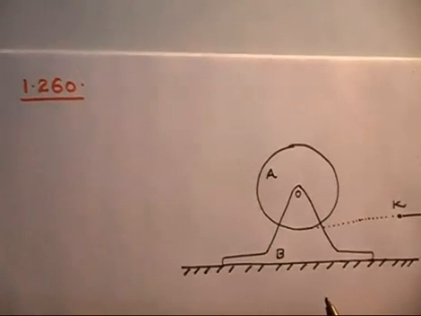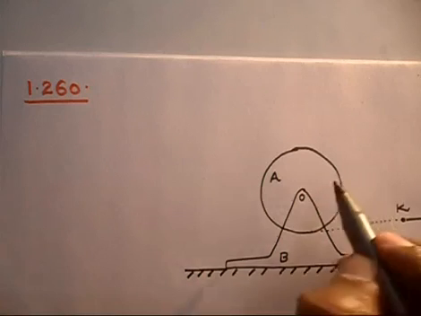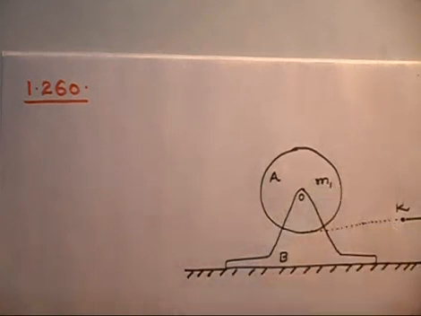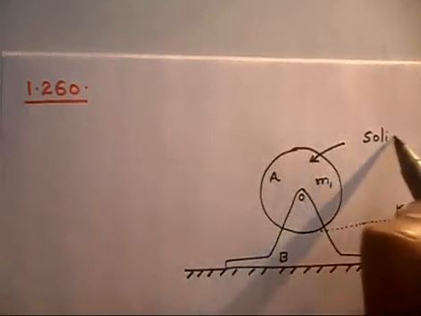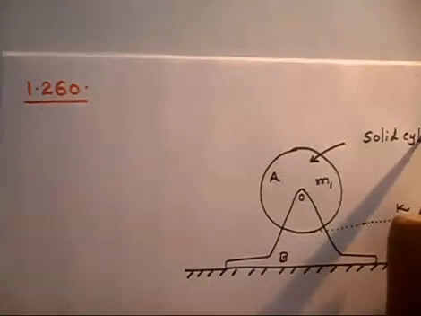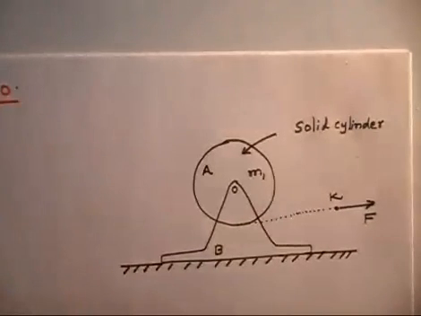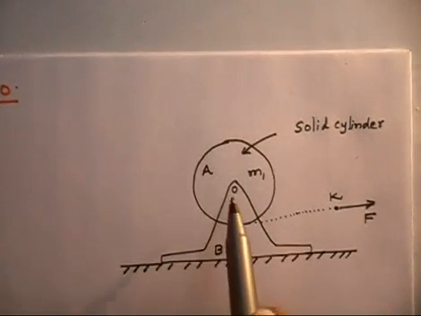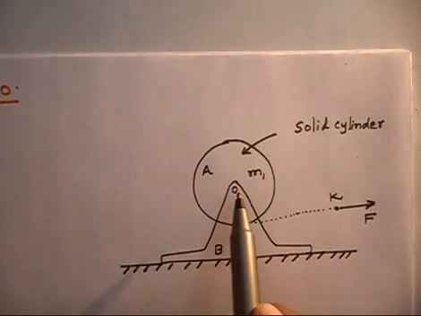Now let us read the problem. It says a uniform solid cylinder A of mass m1. So this is mass m1 and A is basically a solid cylinder. So we have a solid cylinder here, which can freely rotate about the horizontal axis. So this axis is free, no friction. It cannot apply any friction. That means this is a free hinge.